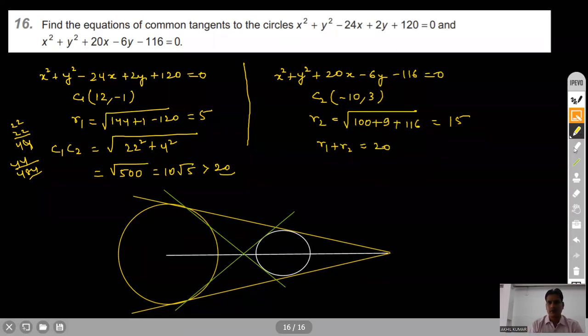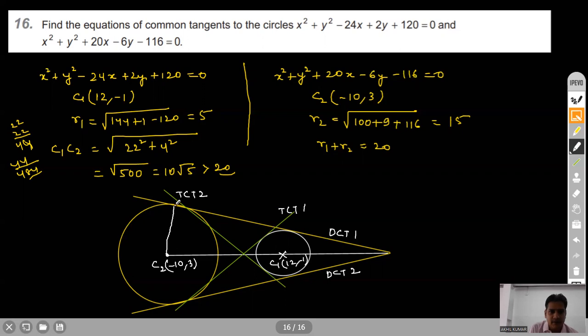This will be our direct common tangent one. This will be our direct common tangent two. This will be our transverse common tangent one, and this will be our transverse common tangent two, right? Suppose this is our C2, having the bigger radius. So this C2 will be minus 10 comma 3. This will be our C1, which is 12 comma minus 1. These are the coordinates of both the centers.